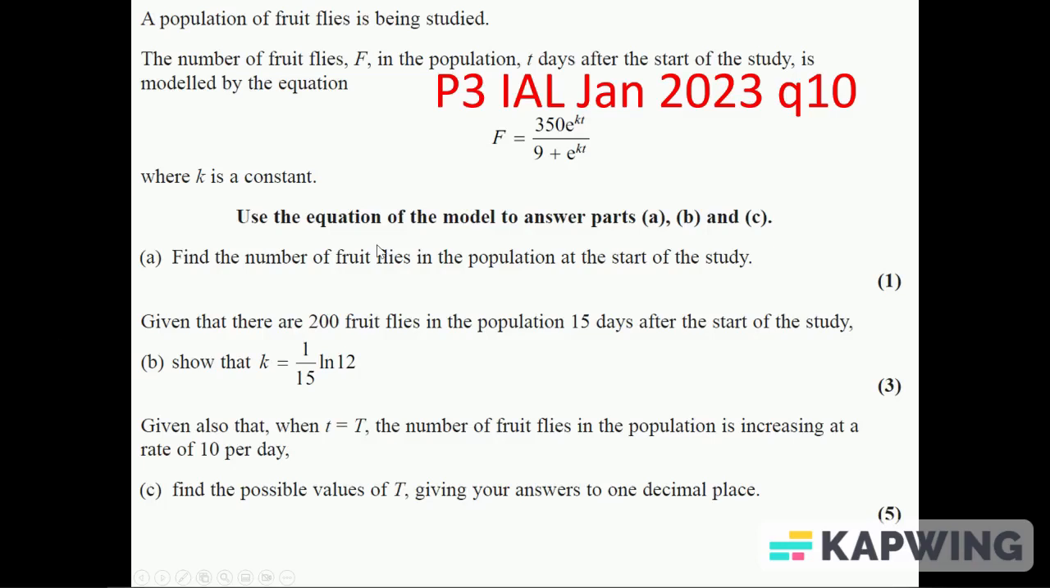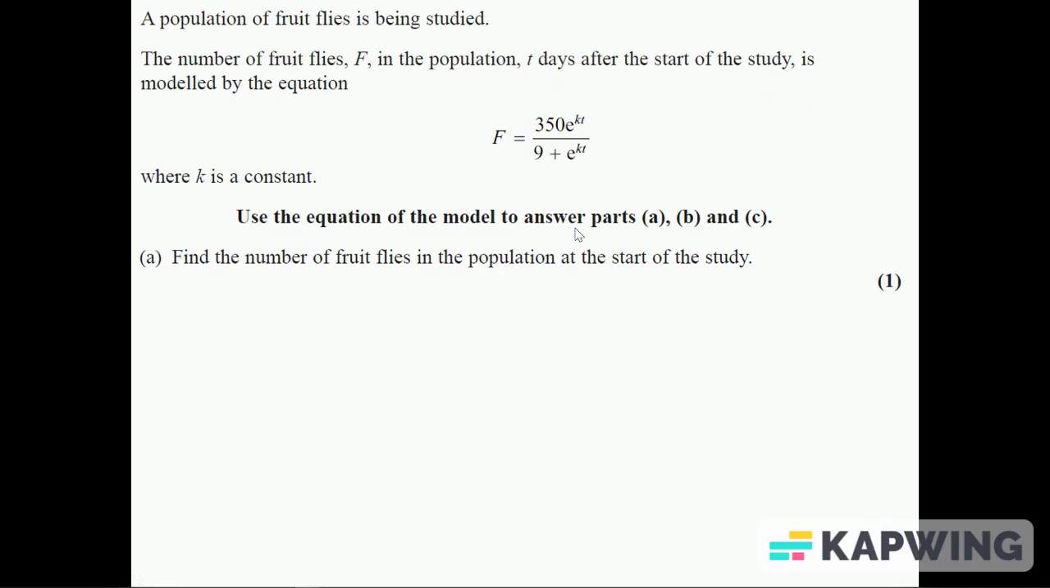Right, P3, International Papers, January 2023. It's like the old C3 question. It's an e and ln question, and a bit of differentiation as well. Population increasing at a rate. So we've got the population of fruit flies being studied. The number of fruit flies, t days after the start of the study, is modelled by this equation. And we use the equation to do parts A, B, and C.